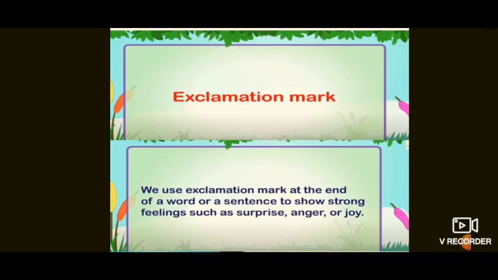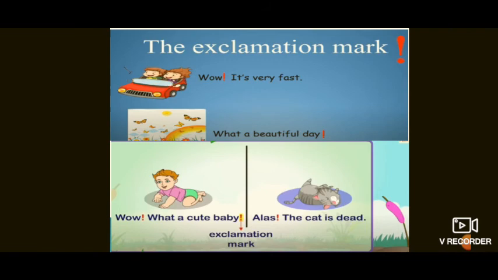Next one is exclamation mark. What is exclamation mark? We use exclamation mark at the end of a word or sentence to show strong feelings such as surprise, anger or joy. It is not compulsory to use it at the end of the sentence only. Sometimes at the end of the word also we use exclamation sign. Okay, we'll see the sentences. The exclamation mark is a standing line and a dot.